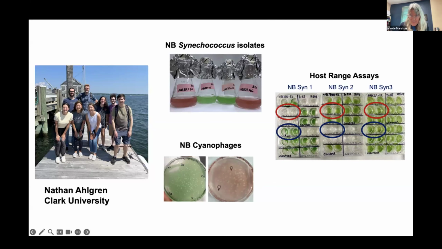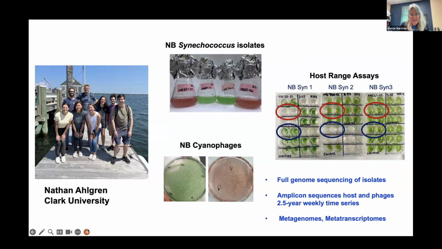Right? Here's like virus B that cannot infect the first host. It can infect this one. It lyses it, right? The cells are no longer green. And then it cannot infect this Synechococcus 3, right? And so what we're gaining here is a host range of each of the different viruses on each of these different types of cells.